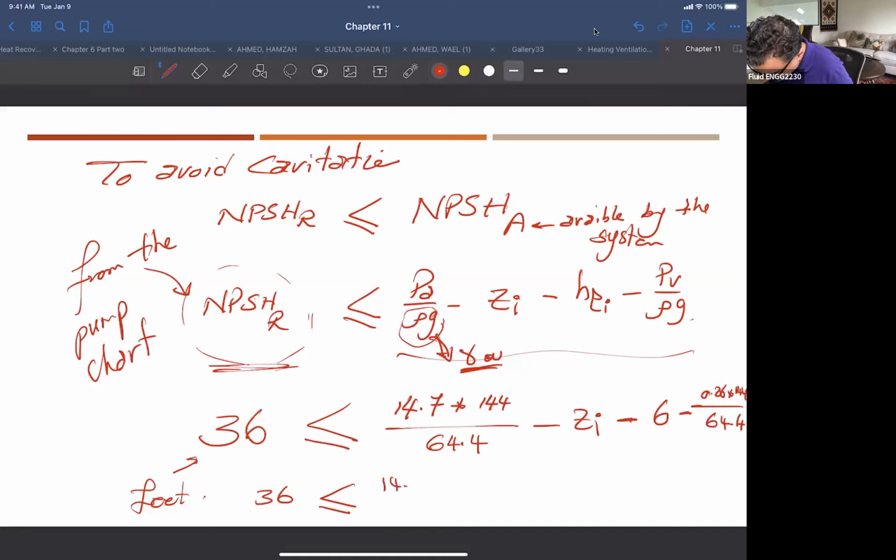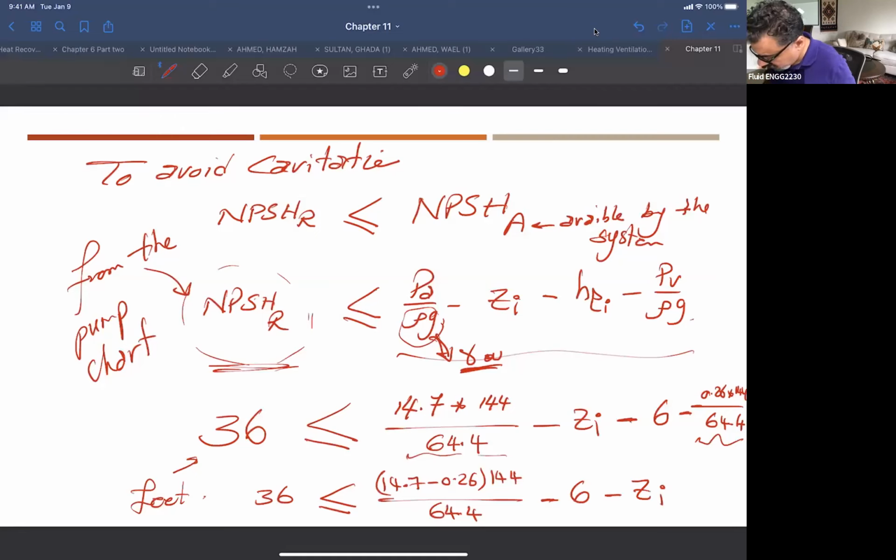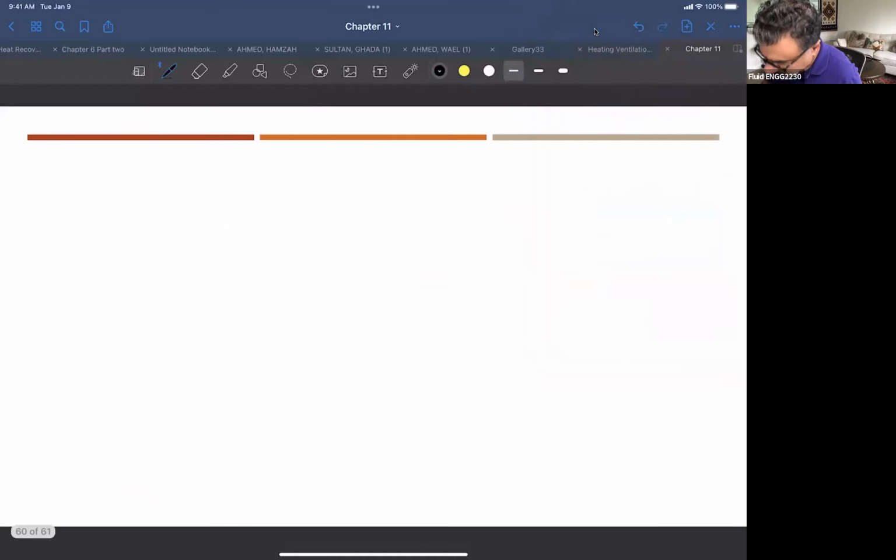So 14.7 minus 0.26, times 144 divided by 64.4. I'm just getting this number here with this number. Minus 6 minus ZI, just rearranging things, right? I can take these and put it there, and I can get this here, right? So in this case, I have ZI. The whole number here is 27.3.